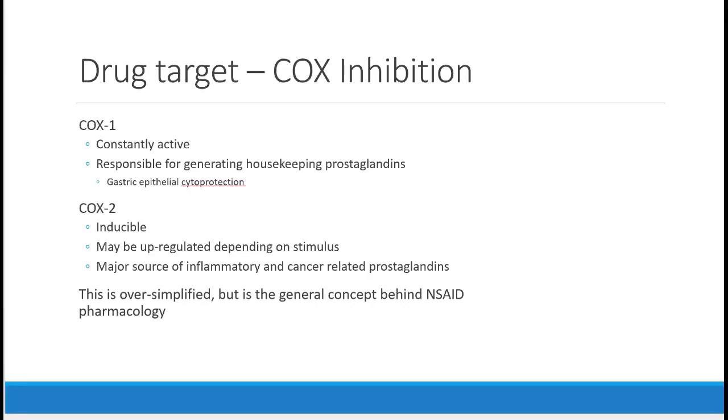So the bottom line to remember about the mechanism of NSAIDs is that while there's different selectivity, generally speaking, all NSAIDs have to have some COX-2 efficacy. Otherwise, they aren't going to really work for pain.